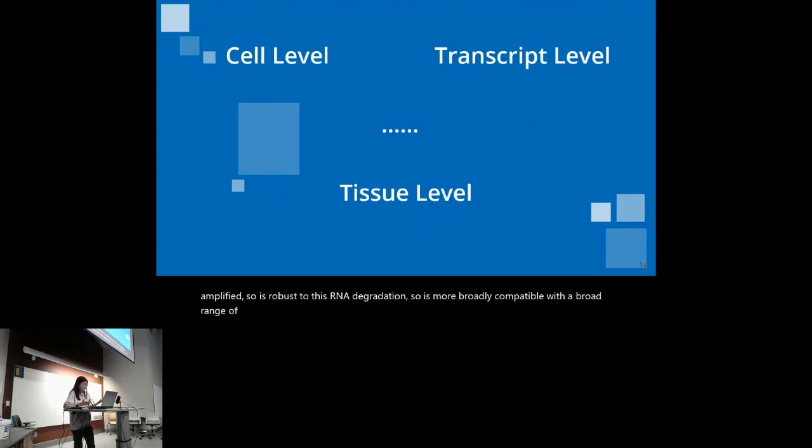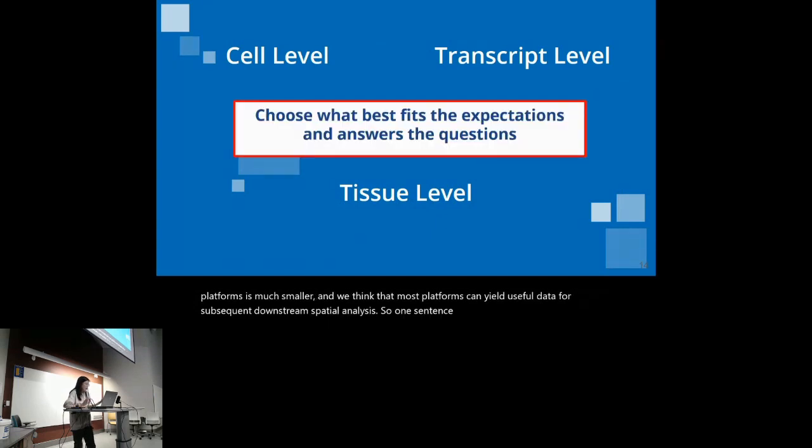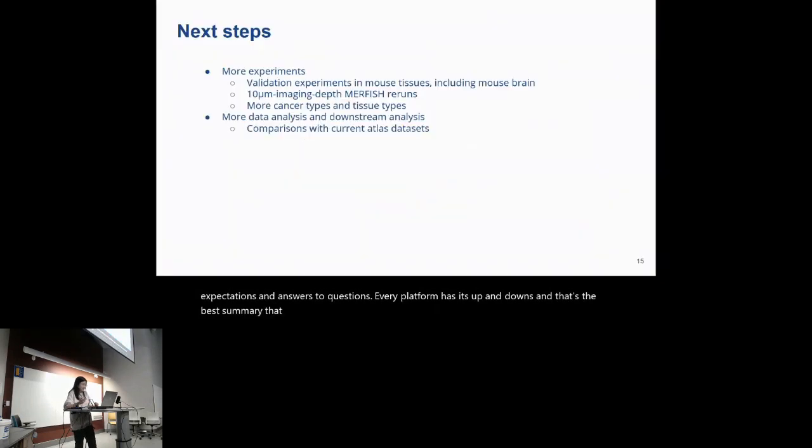So here in this presentation, you might get the sense that Xenium outperformed the other platforms in some cases. On the other hand, when sample quality is high, the gap between amplified and unamplified platforms is much smaller. And we think that most platforms can yield useful data for subsequent downstream spatial analyses. So in one sentence: choose what best fits your expectations and answers your questions. Every platform has its ups and downs, and that's the best summary that we can give.